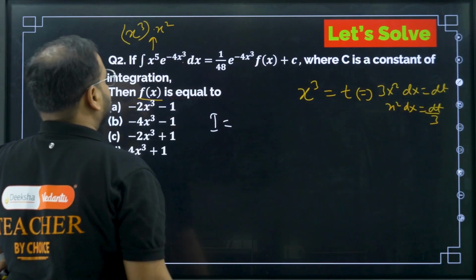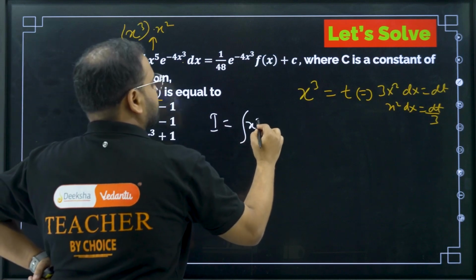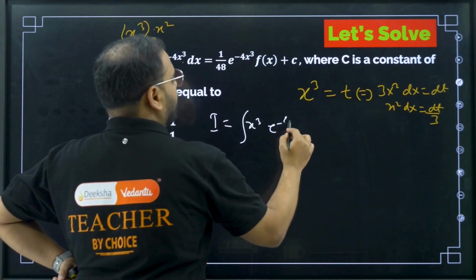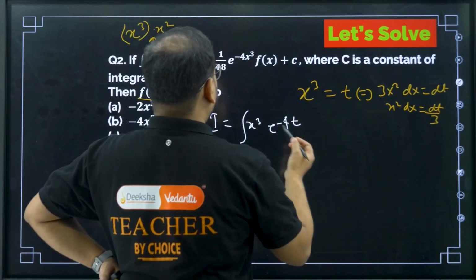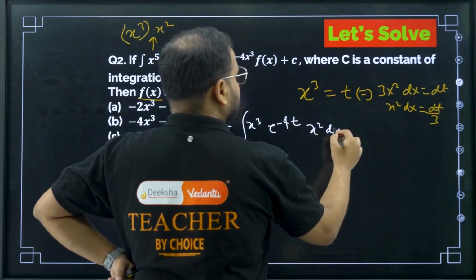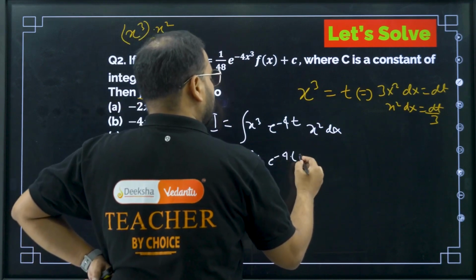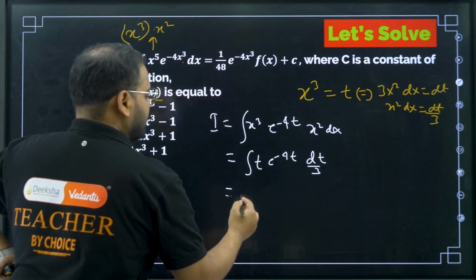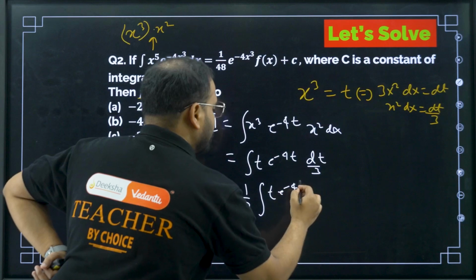I equals the integral of x cube, which I write first, and e power minus 4t, because t is my x cube. Dx I can write as x square dx. Now have a look. I can transform this as t e power minus 4t, and this is simply dt by 3. I can take this 3 outside and write 1 by 3 integral of t e power minus 4t dt.